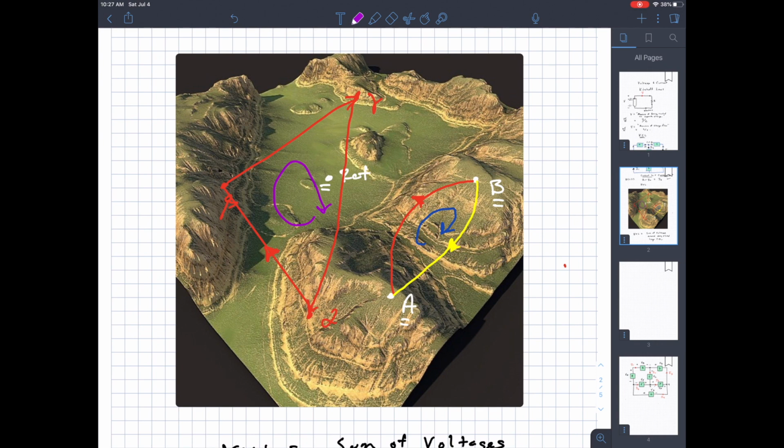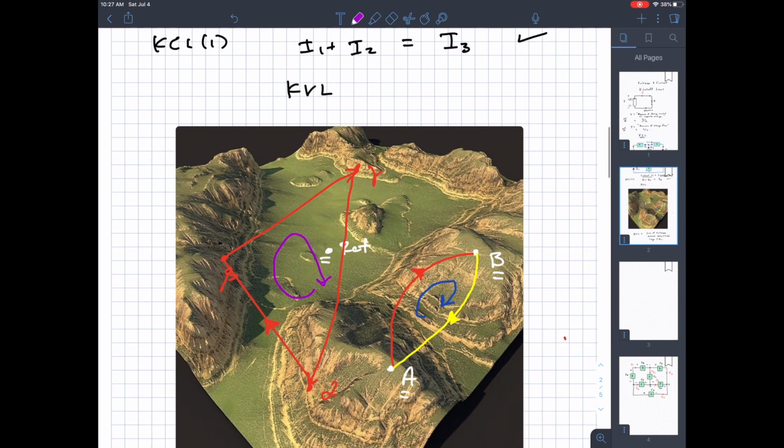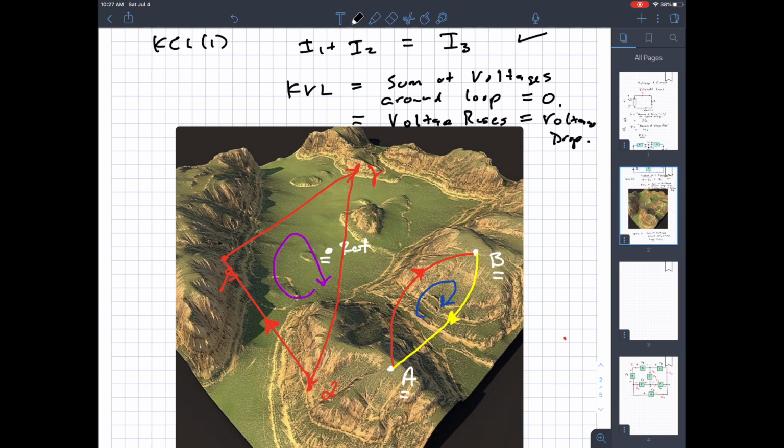Okay, well that's what Kirchhoff's voltage law says. Kirchhoff's voltage law tells us that the sum of voltages around a loop is equal to 0. Okay, there's other forms of that. I like to remember it as voltage rises equals voltage drops. Same thing with changes in elevation. You know, potential energy due to rises is equal to the potential energies due to drops.